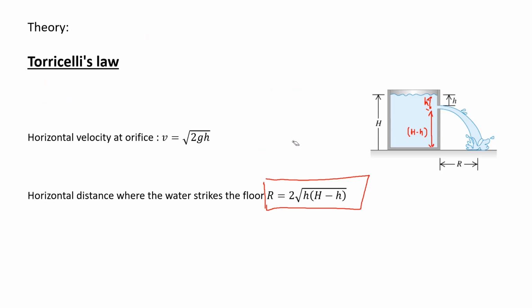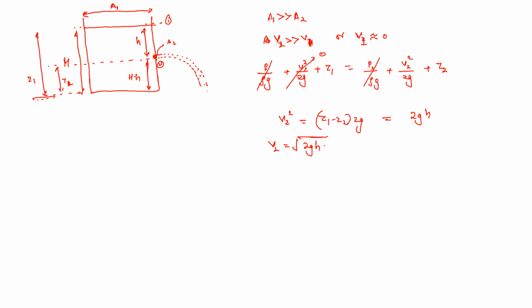So that's what we had here. This is the velocity of exit from the orifice. Now, if you have this velocity, let's try to calculate the time it takes for this flow to hit the surface, and let's say the distance is r.